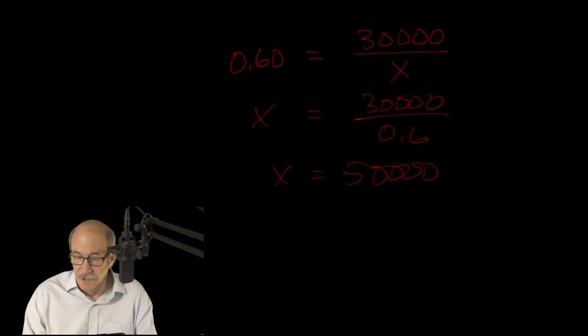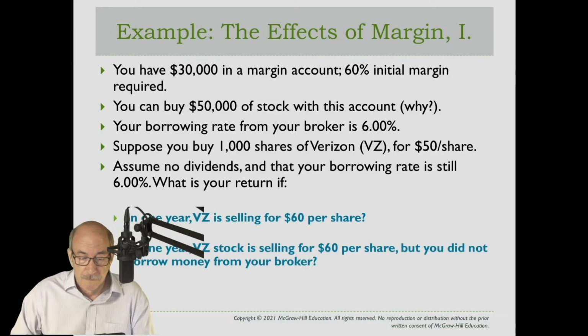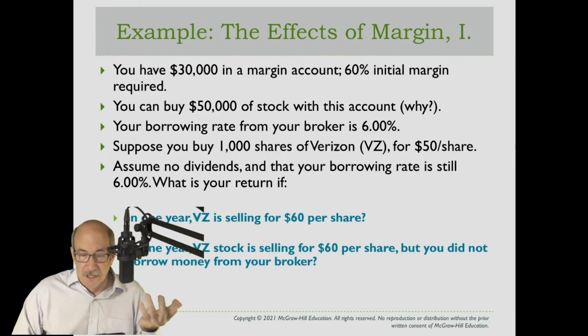There's our 50,000. Your borrowing rate is 6%. Suppose that you buy 1,000 shares of Verizon for $50 per share. Assume no dividends and that your borrowing rate is still 6%. What is your return if in 1 year the selling price is 60 per share, but you did not borrow money from your broker? In other words, you just used your cash.